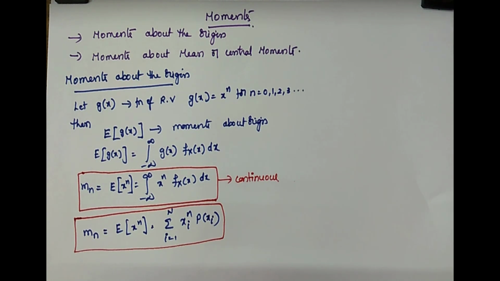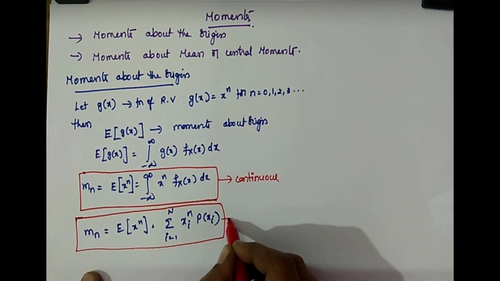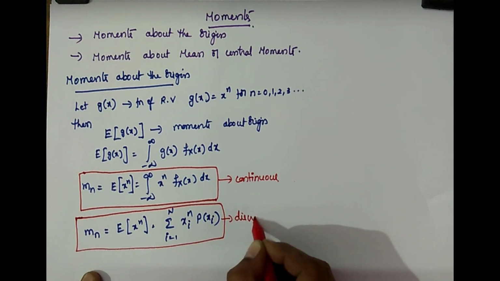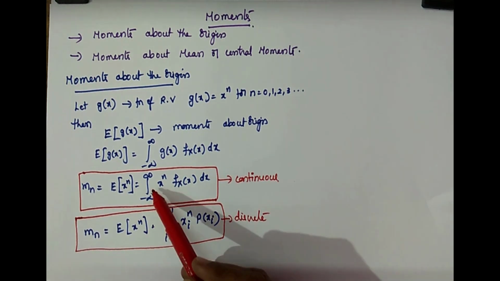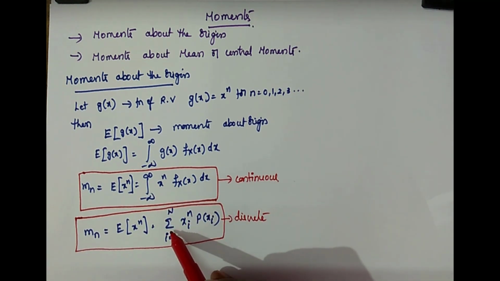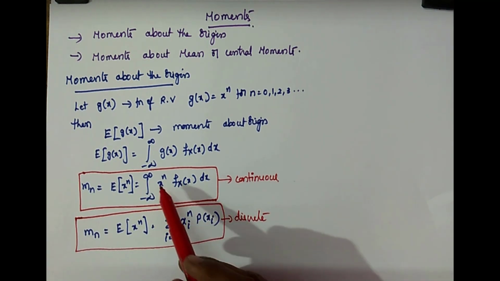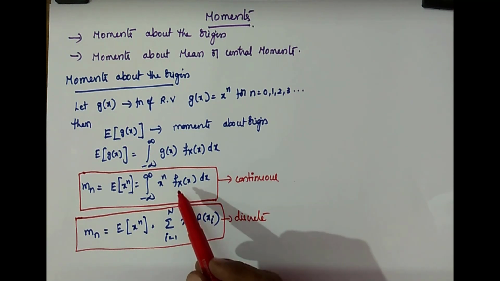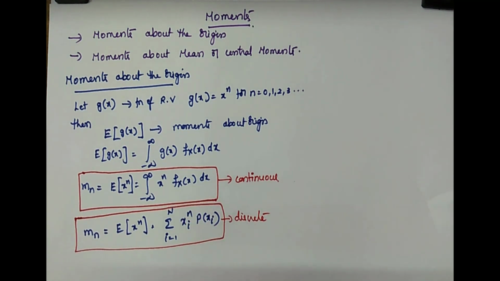Always verify the notations in discrete and continuous cases. Whenever you have an integral in the continuous case, you have to write sigma in the discrete case. In the place of x, write x_i. In the place of fX of x, you have to write P of x_i. Okay, so this gives you the moments about origin.